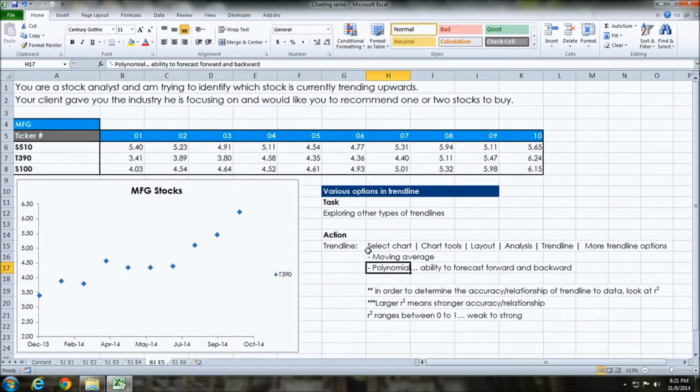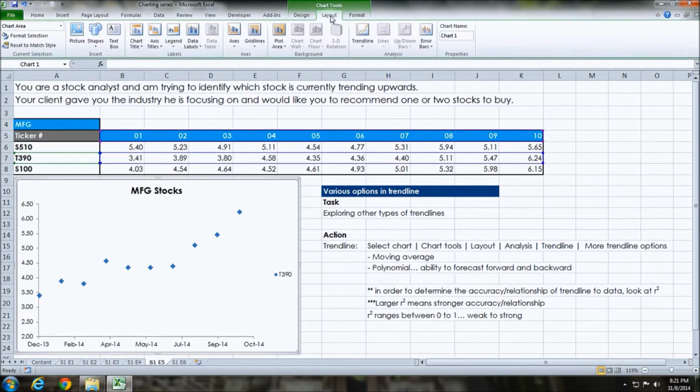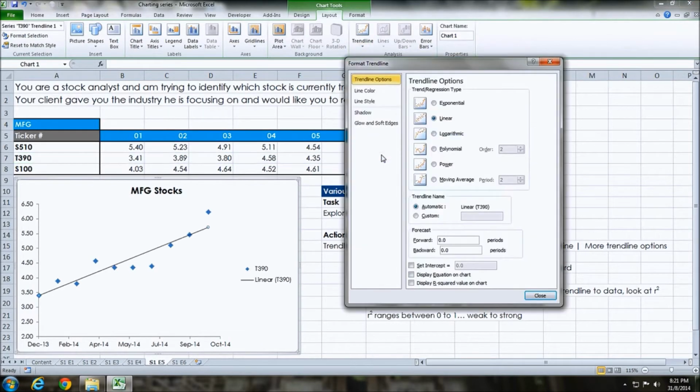Firstly, we'll need to select the chart, and then under charting tools, go to layout. Under analysis group, we go to the trend line function. Today we'll be covering more on the trend line options. More trend line options. Click on that, and you will realize that Excel has a very good array of trend lines available for you to select from.